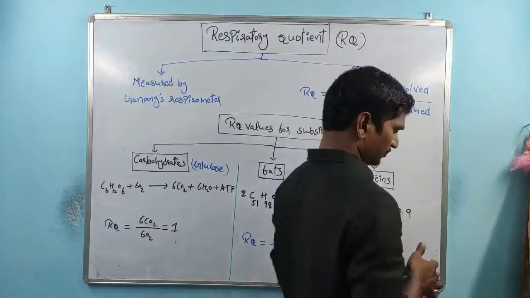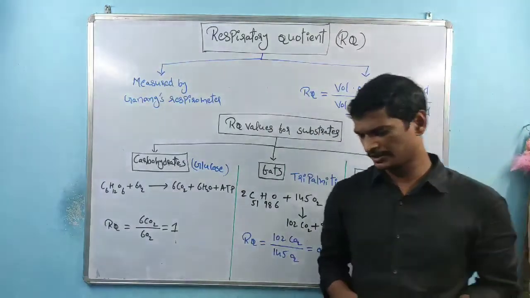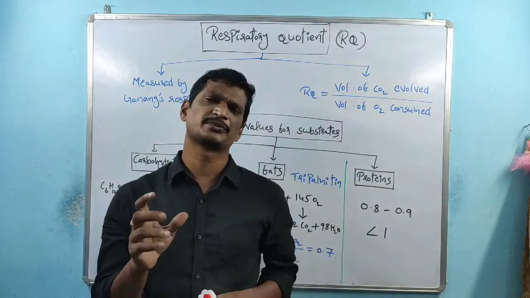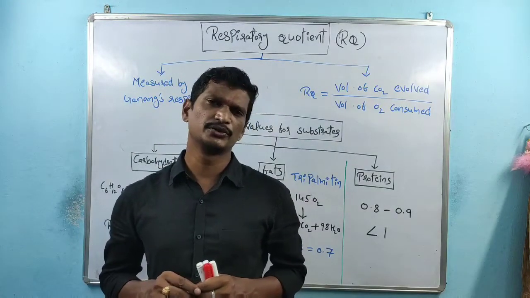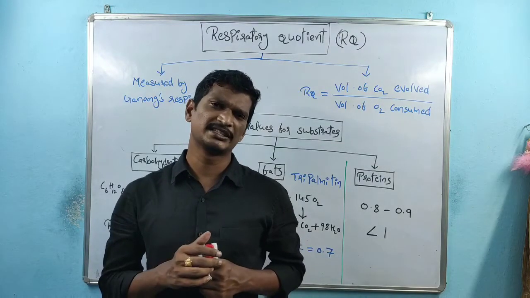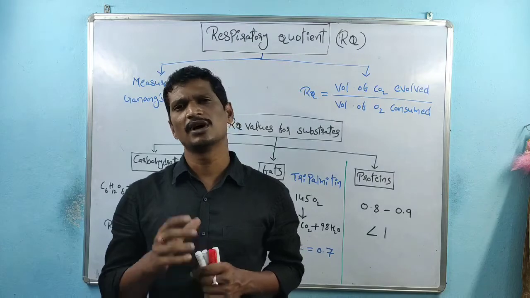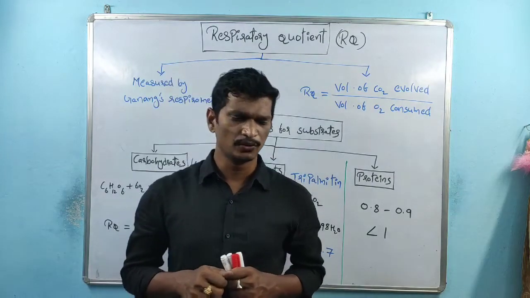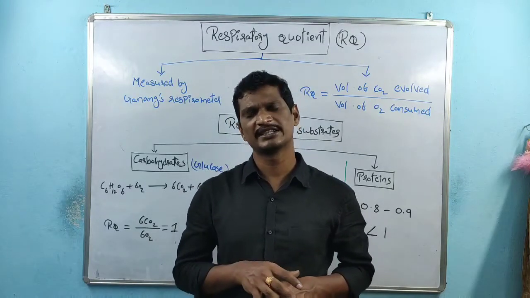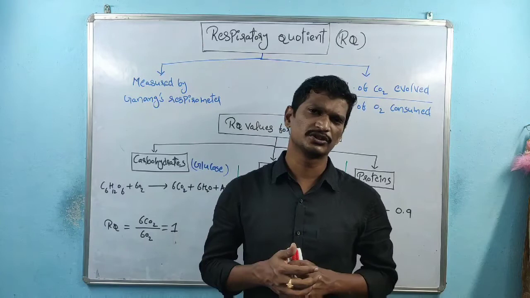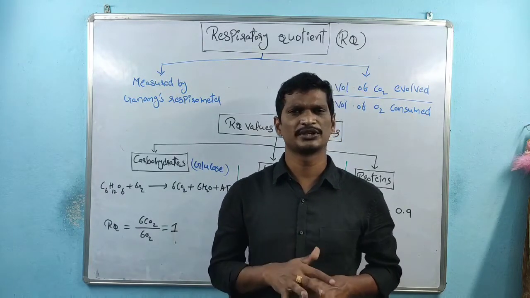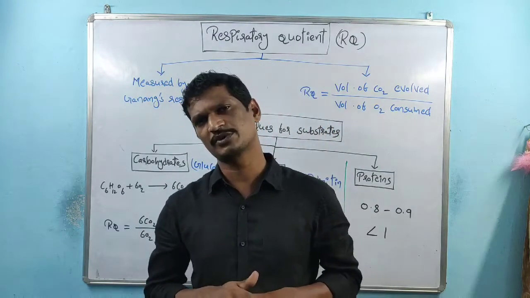Coming to the next topic, the respiration coefficient. Respiration coefficient values are very important. What is the respiration coefficient? During the respiration process, a certain amount of carbon dioxide is liberated and a certain amount of oxygen is consumed. We take the ratio between the amount of carbon dioxide liberated and the amount of oxygen consumed. That ratio is called the respiration coefficient.